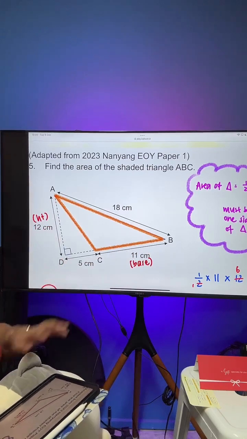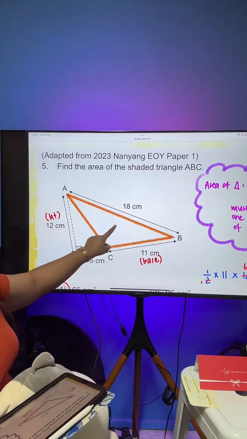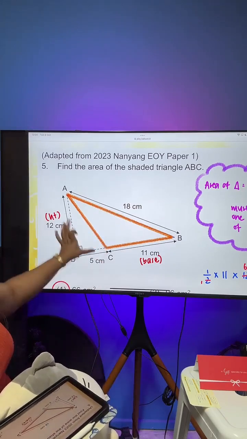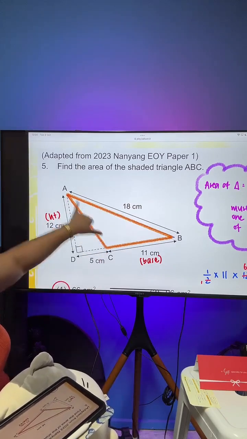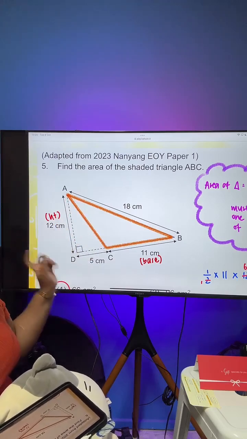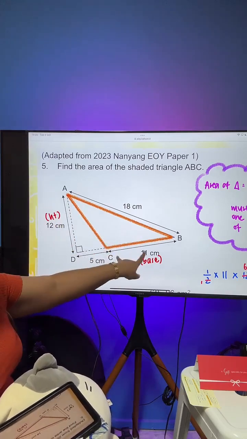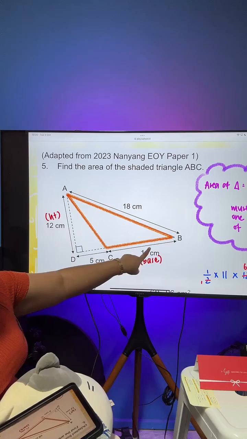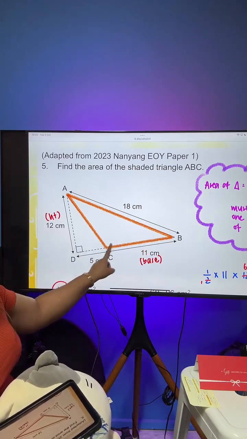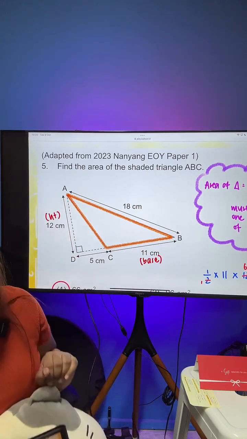So your base is 11, your height is 12. If you use 18 as your base, you cannot find the perpendicular height here. So you cannot use 18 as your base. If you use this value as your base, this cannot be because you don't know the value for this part. So there is only one possibility for your base, because the base must be one side of the triangle, and that possibility is 11. How do you find the perpendicular height? If you do not see the tiny square here, you just extend until you see it. That vertical part will be the height.